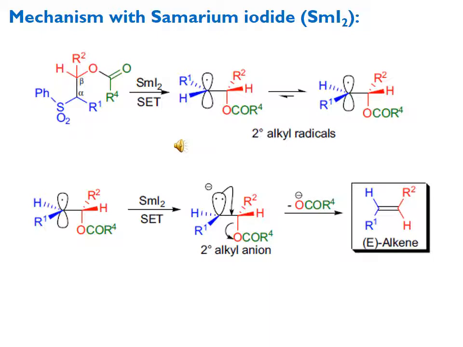The next step is again a single electron transfer with samarium iodide, and we get the anion in a similar fashion as we obtained with sodium mercury. This anion moves towards the carbon-carbon single bond and makes it a double bond, and the acetyloxy group is removed here as a leaving group. So we get the alkene, and this alkene is preferably the E-alkene. So this is the overall mechanism with respect to samarium iodide. This is all about today's lecture.